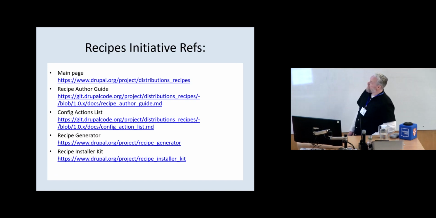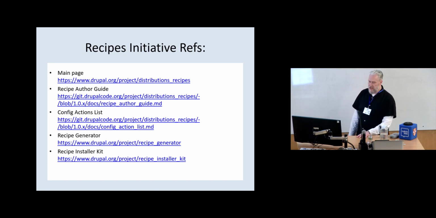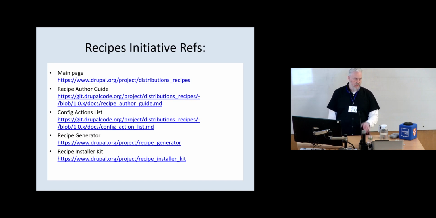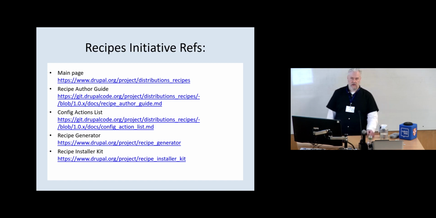I'm not going to go too far more into the coding of recipes and everything like that, because I can see people glazing over. If you're interested, there's some really great documentation on there. The main page is the distributions recipe project page. It's got links to the recipe author guide, which gives you some great information about a lot of the stuff that's in that recipes file. The config actions list is also listed in there as well, and so you can find out, you can do things like clone content, clone this, update that, get rid of this.